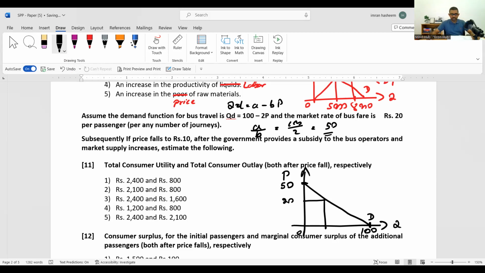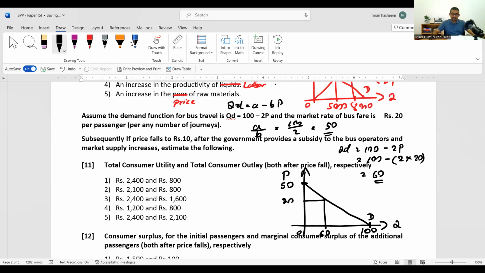How do we find the number of journeys? Simple. Use the demand equation. The demand equation is QD equals 100 minus 2P. Apply the price of 20. 100 minus 2 into 20. We are trying to find the quantity demanded when the price is 20. So 2 times 20 is 40, and 100 minus 40 is 60. So we have 60 here. Okay. Right. Now what are they asking?